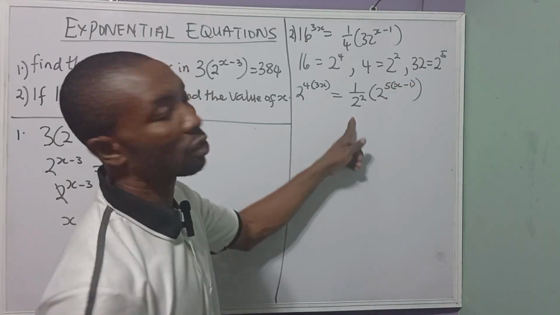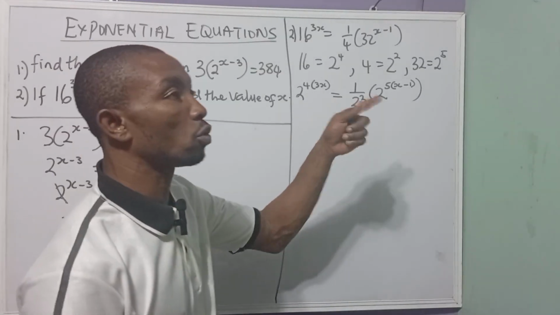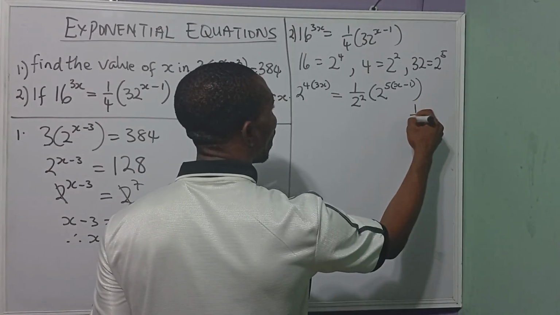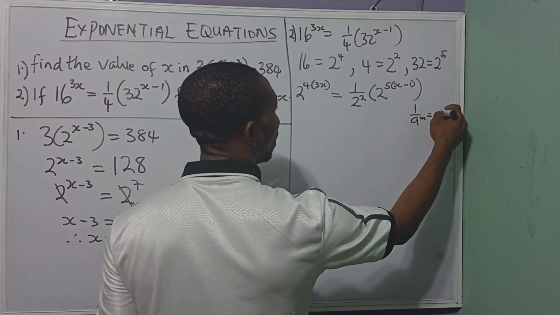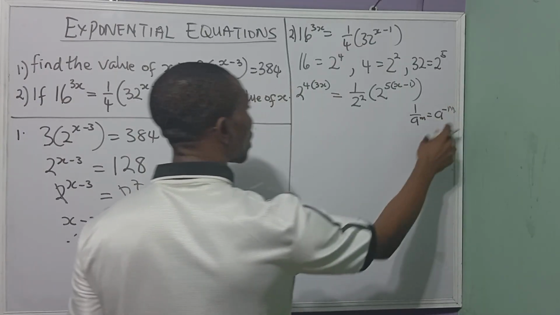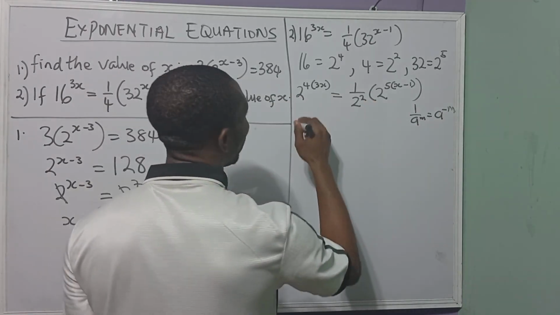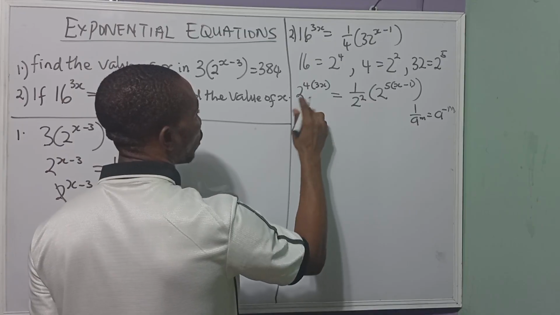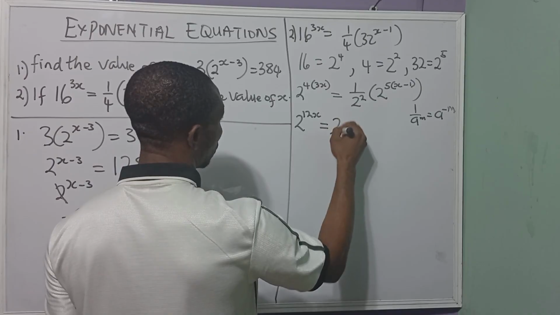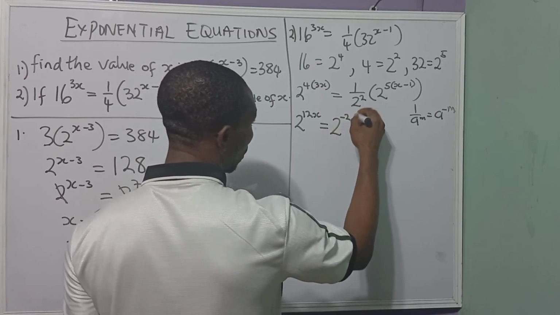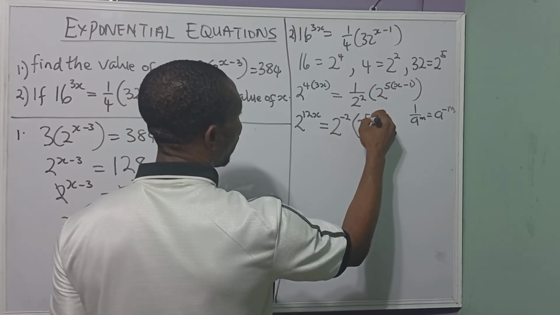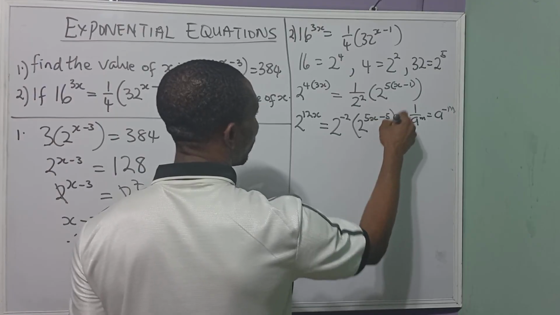Now we know that 1 over 2 raised to power 2, applying our index law, if we have 1 over a to the m, gives us a raised to power minus n. Applying this negative index law, we have 2 raised to power 4 times 3, 12x, equals 2 raised to power minus 2 bracket 2 raised to power 5x minus 5.